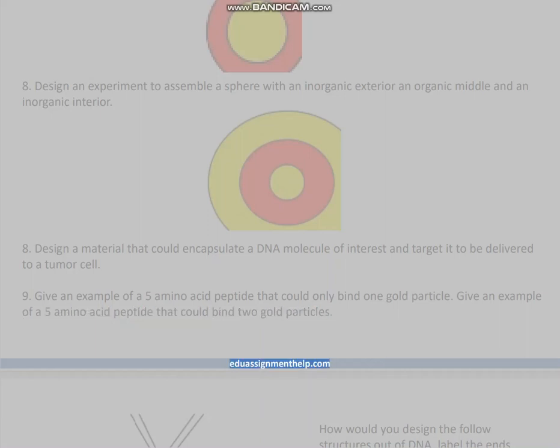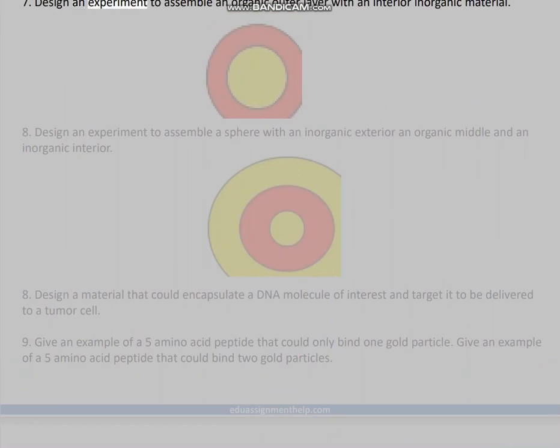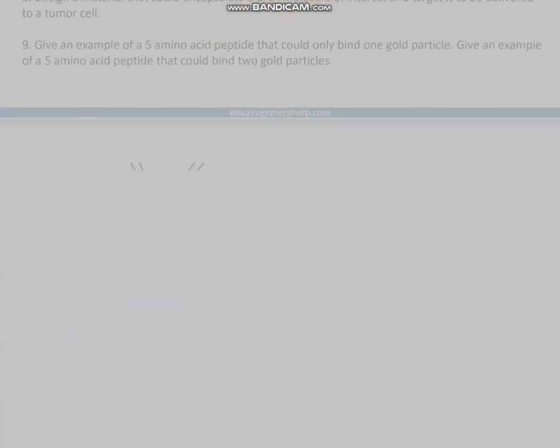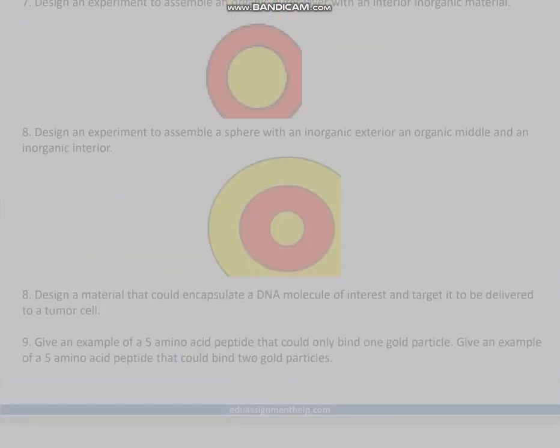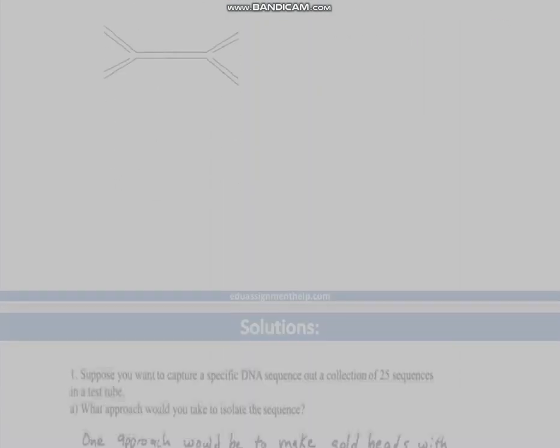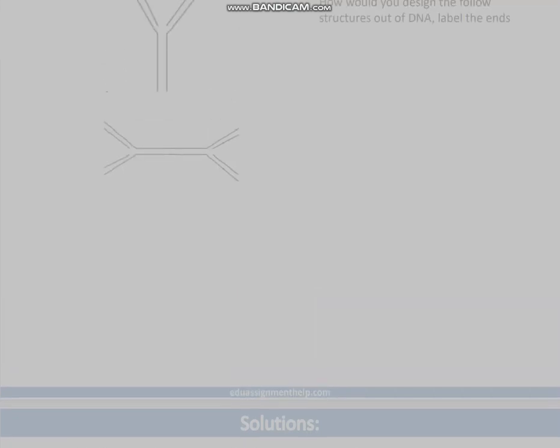7. Design an experiment to assemble an organic outer layer with an interior inorganic material. How would you design the following structures out of DNA? Label the ends.